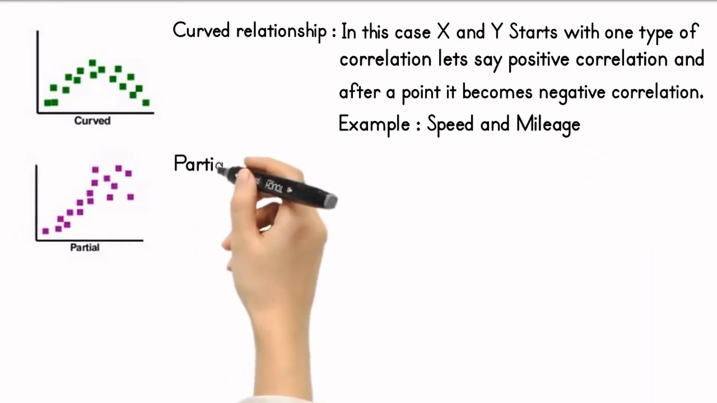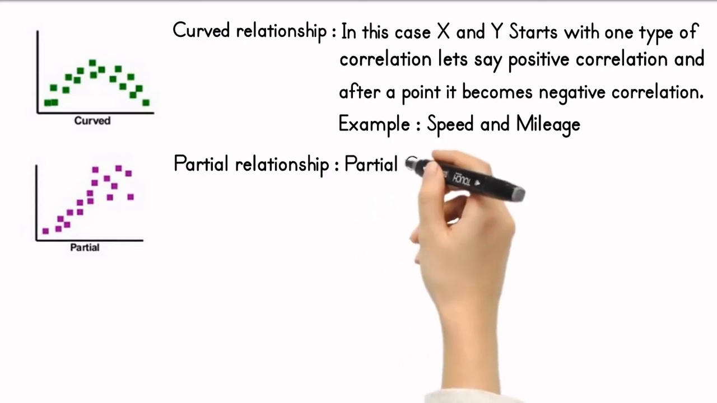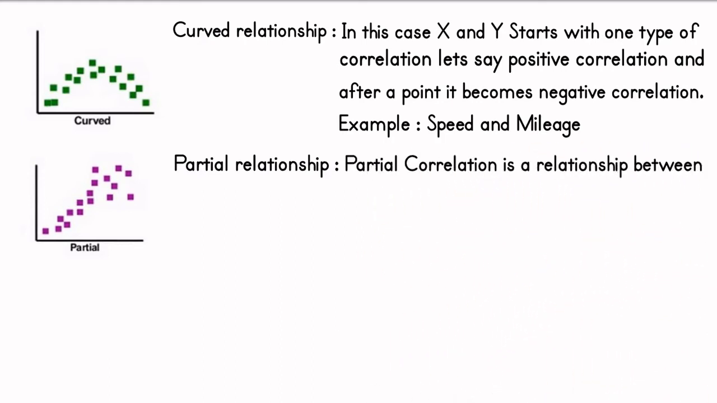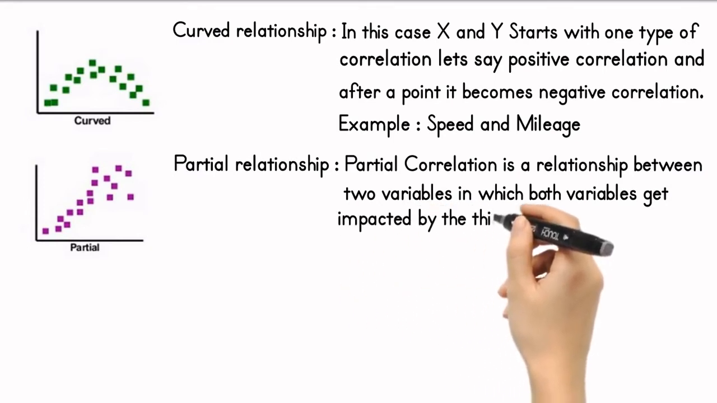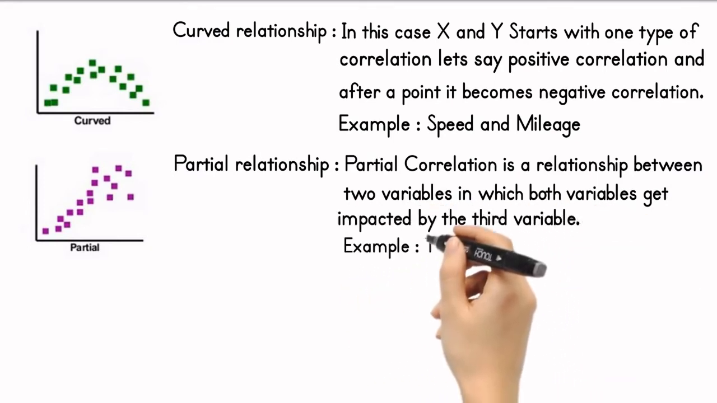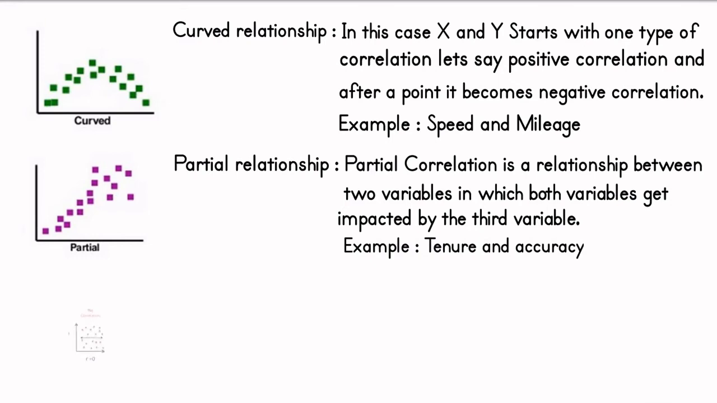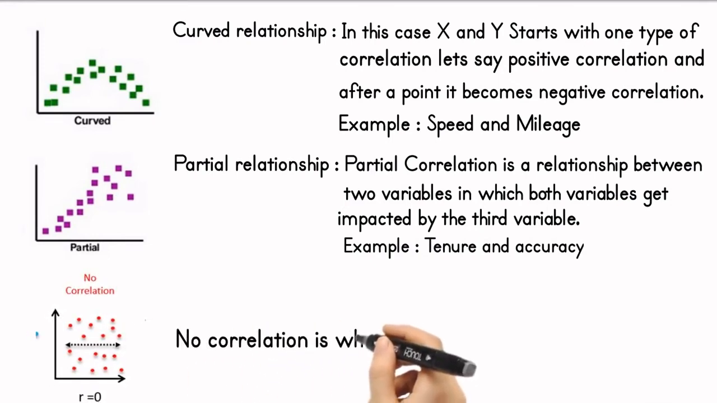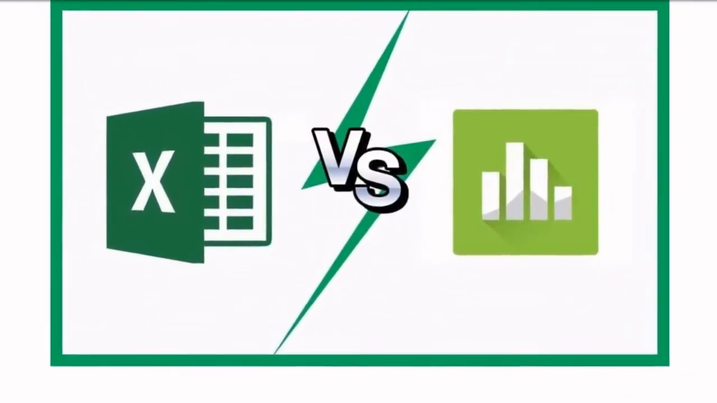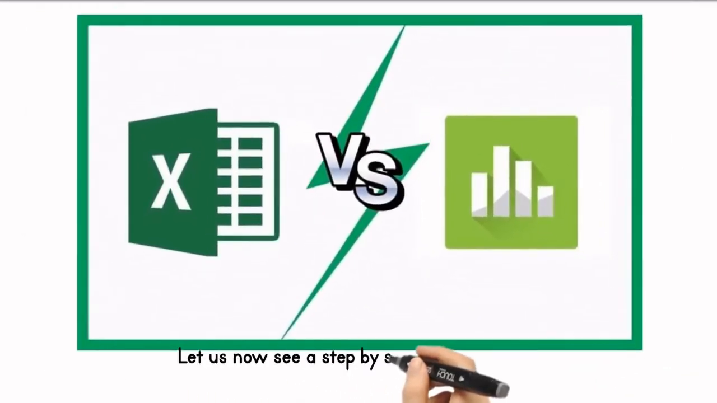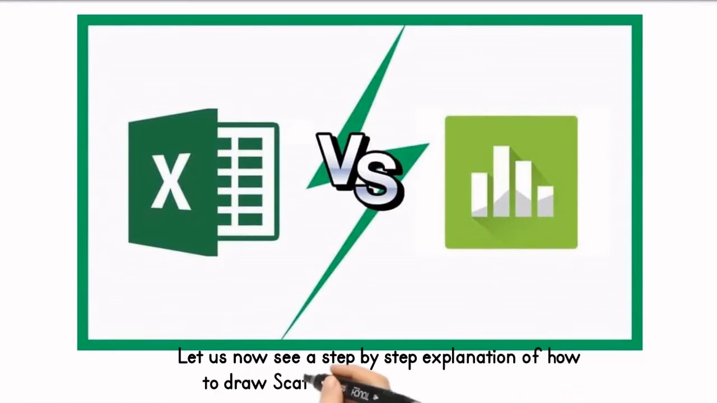Partial correlation is a relationship between two variables in which both variables get impacted by a third variable. In this example, as tenure increases, accuracy also increases, but only for some time period, and after that it becomes a scatter. And finally, no correlation, where x and y do not correlate at all. Let us now see a step-by-step explanation of how to draw a scatter diagram in Microsoft Excel and Minitab.